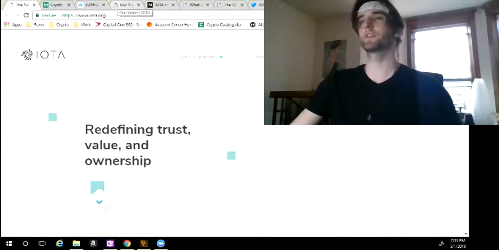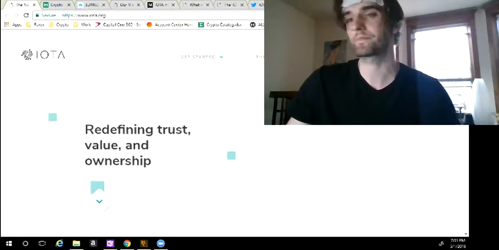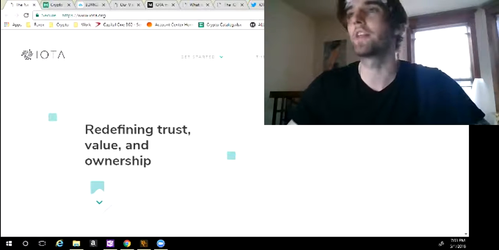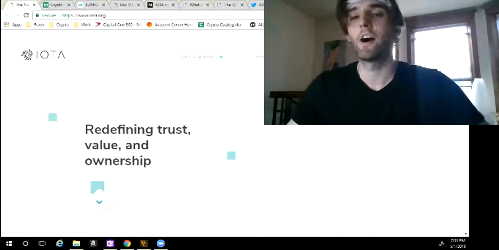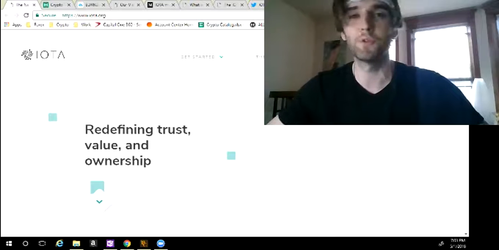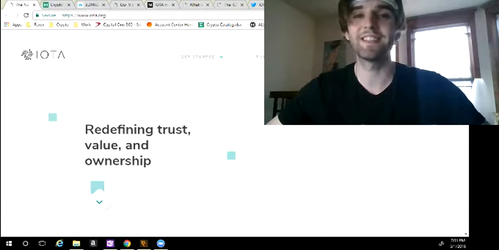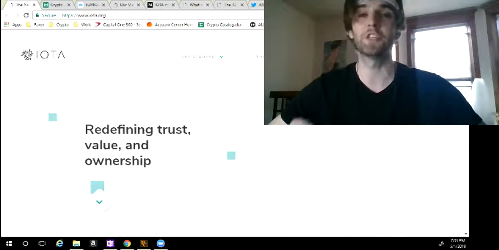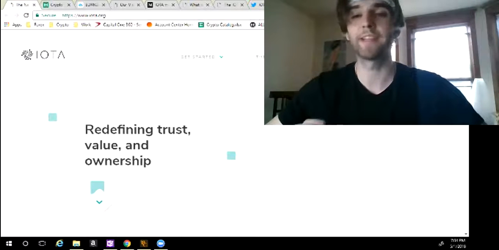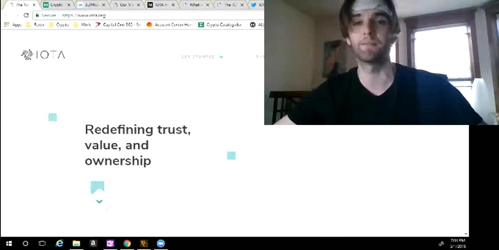So first things first with Iota. I'm going to start at ground zero for those of you who don't know anything about this project. To give my personal opinion, I love this project. What Iota is trying to do is pretty insane. Their vision is humongous. Their goal is to basically be the backbone of the machine-to-machine economy.